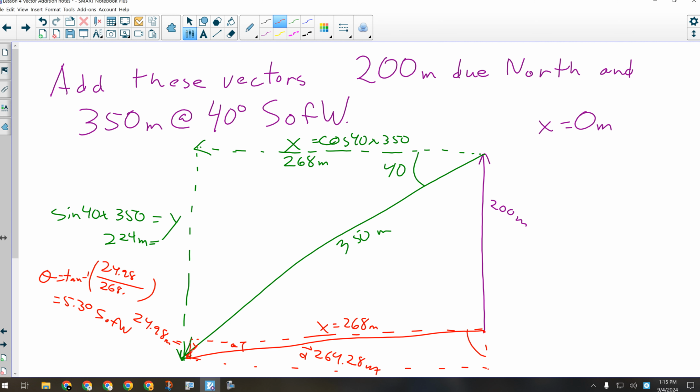Yeah, sorry, the total displacement should be 2.7 times 10 to the 2 meters, not 25 meters. 2.7 times 10 to the 2 meters, okay, at 5.3 degrees south of west.